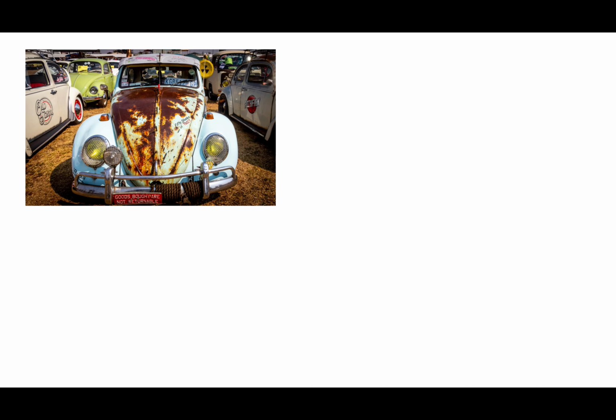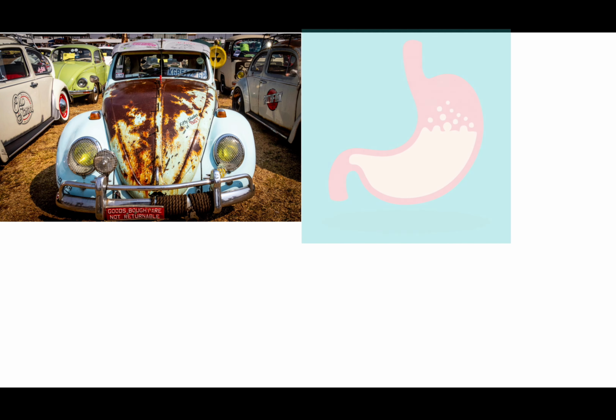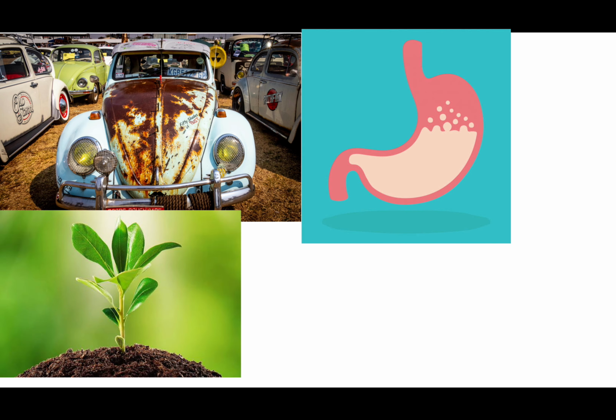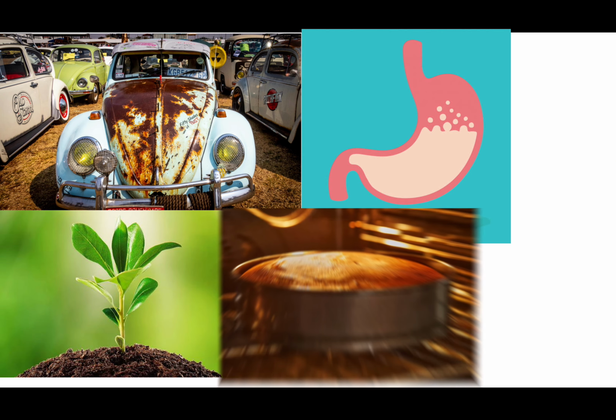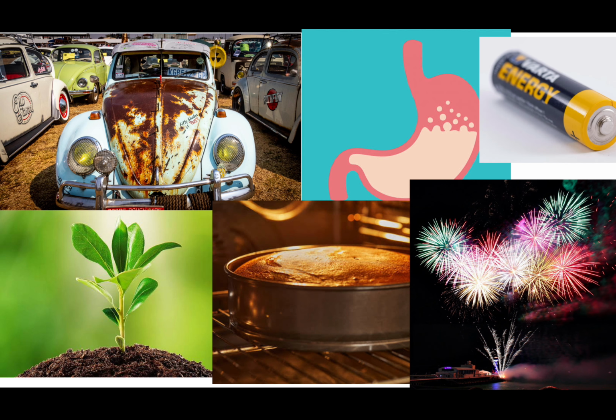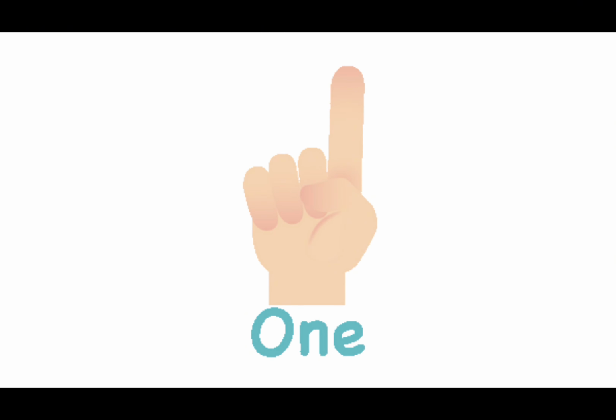Like the rust of metals, the digestion of food in your stomach, photosynthesis process in plants, the baking of a cake, fireworks, and the use of a battery. All of these are examples of different types of chemical reactions. There are 5 types of chemical reactions.